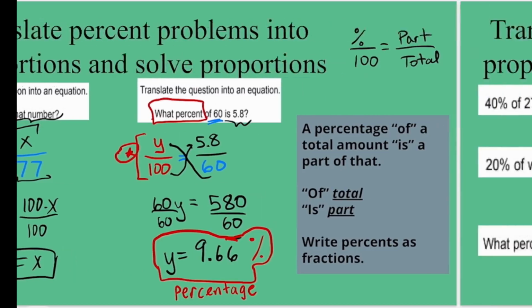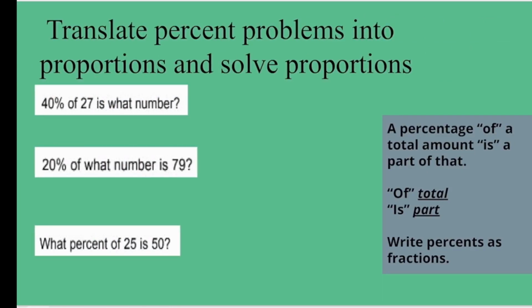And now let's practice more problems. 40% is 40 over 100. The of is your denominator. So the denominator is 27. And we are looking for our numerator. Second problem, 20% goes over 100. It's of what? I don't know. So we'll make that our denominator. And it is 79. That's our numerator.